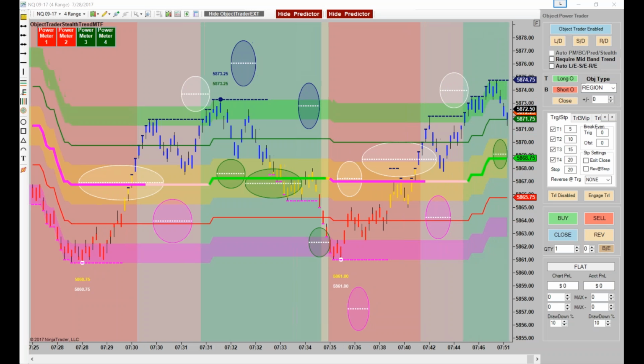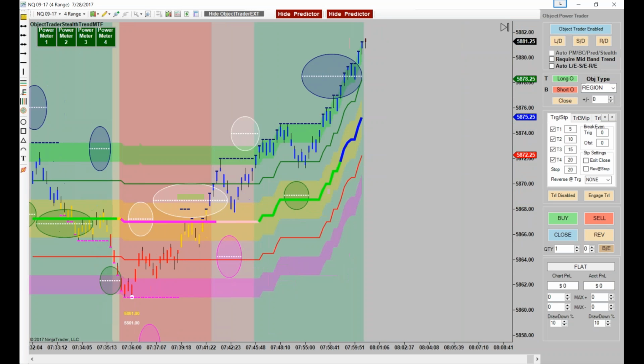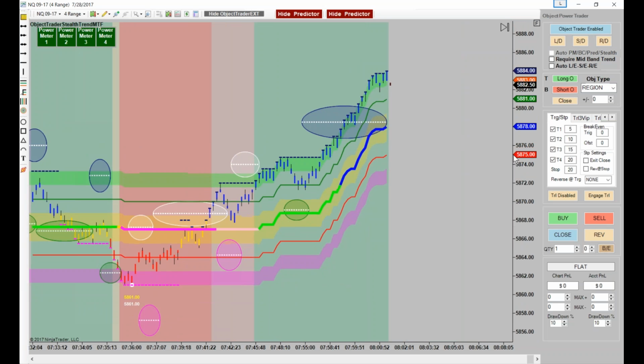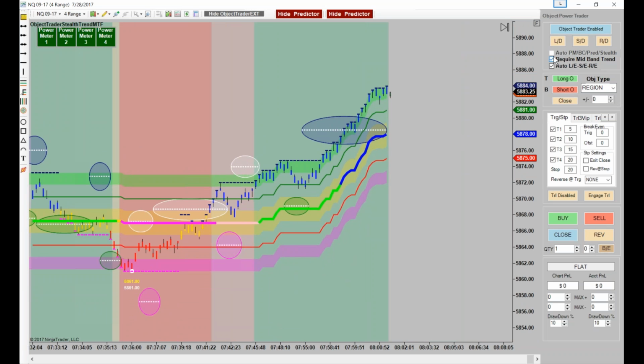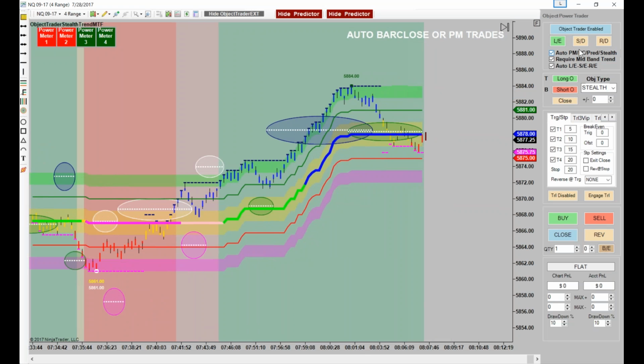Let's see if we can get that big move first. We saw it about 8:30. All right, now let's turn this on. Oh, we got to go to stealth. And we won't turn the reverse on. I want to show you how this should change. Let's see if it does. If it gets to a magenta mid-band, it should change to short.